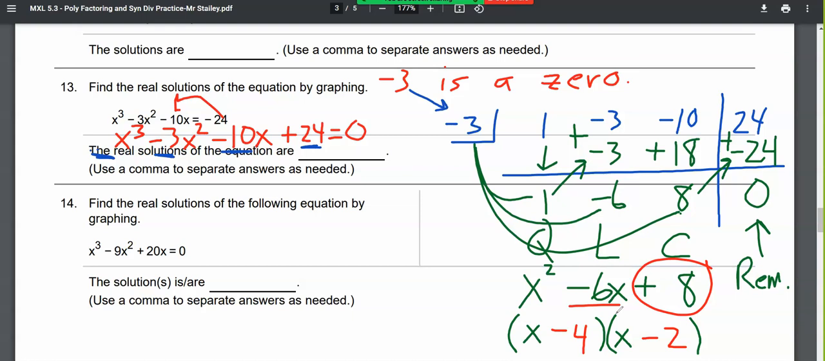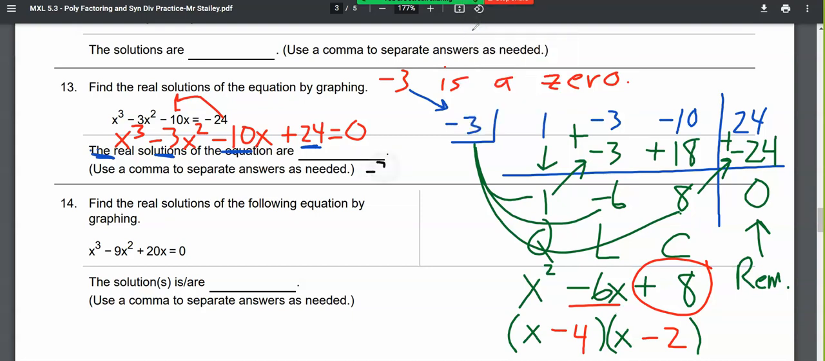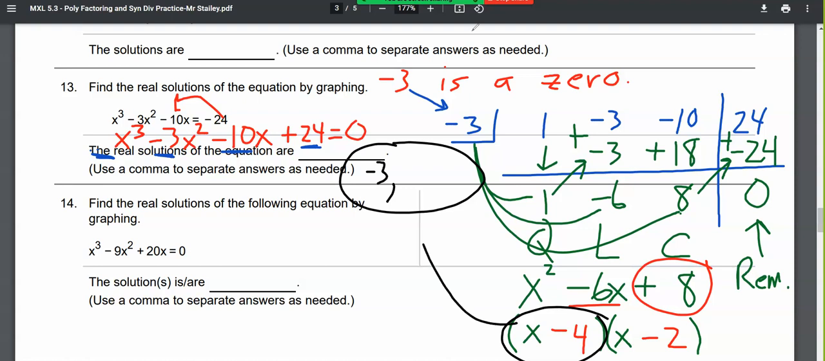So what answers do we get from this question? Well, of course we get -3. That is a definite must. But what do we get from this? 4. And what do we get from the last one? 2. Those are your three answers to this question. Okay, so we need to be familiar with graphing, and we need to be familiar with synthetic division.